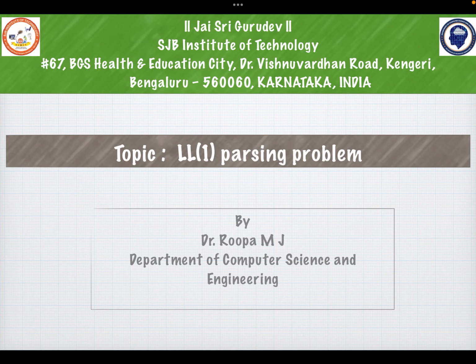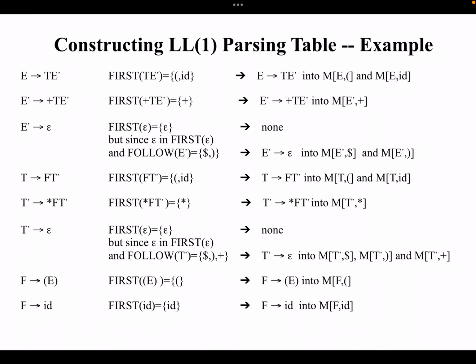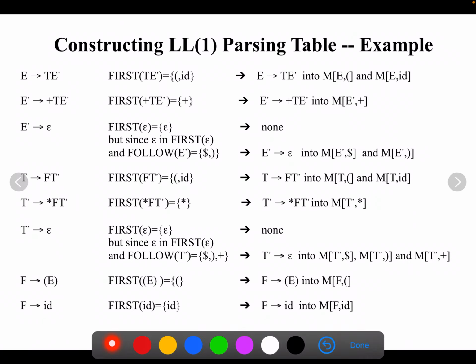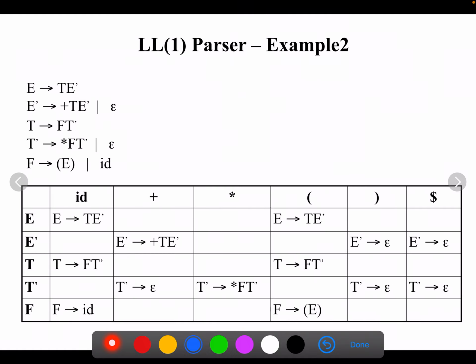Hello everybody. In today's class we are continuing with the expression problem. We just computed first and follow sets in the previous class, and let us understand how to construct the LL(1) parsing table. For doing this, I have already explained with one example, so you have to make use of the same steps here for entering the cell. Look at the table. This is how you are going to get the table.